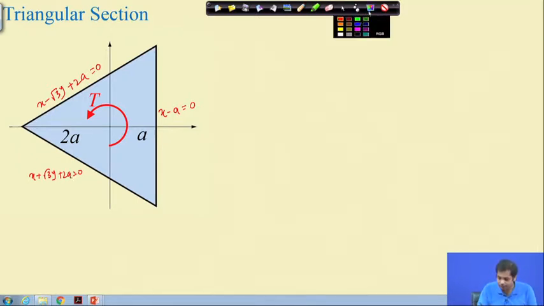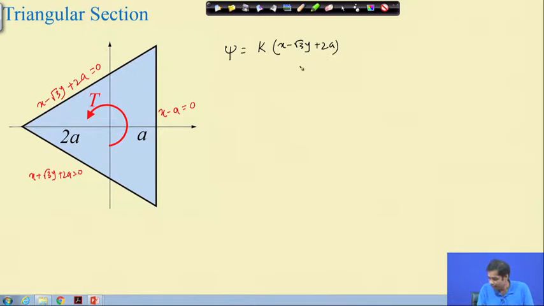Now, we can take psi equal to some constant k times x minus root 3 y plus 2a, times x plus root 3 y plus 2a, times finally x minus a. If you substitute the values of x and y at the boundary, psi becomes 0. So, this is our assumption of psi.